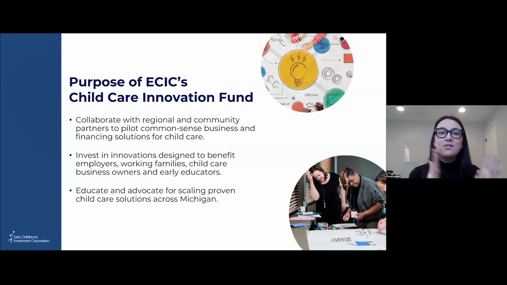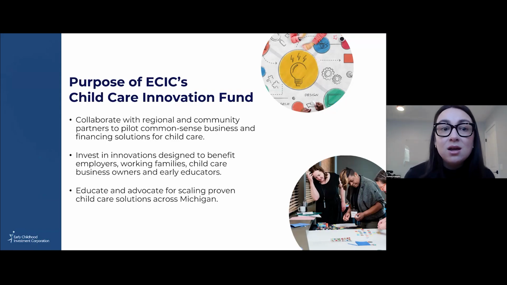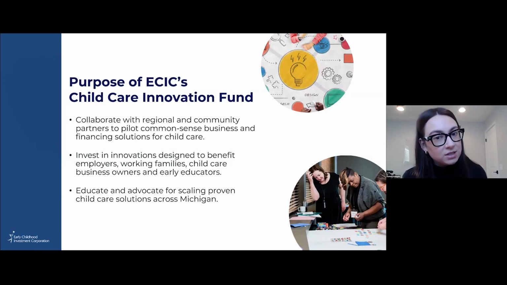Okay, so shifting gears a little bit to introduce the Child Care Innovation Fund and who we are. The fund was created in 2021 with the purpose of reimagining the childcare system in Michigan through common sense cross-sector solutions. Since 2021, the fund has invested in piloting and scaling innovations designed to benefit working families, employers, childcare business owners, and early educators.